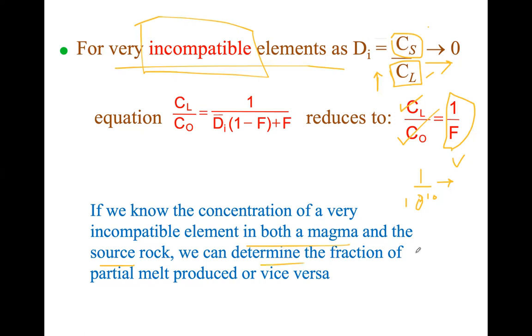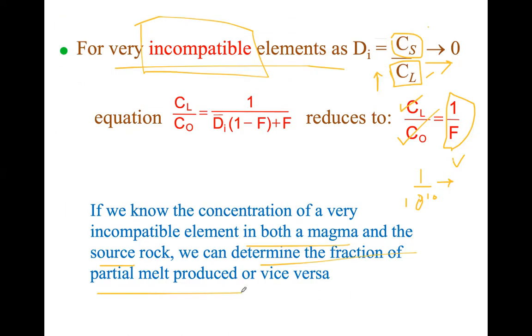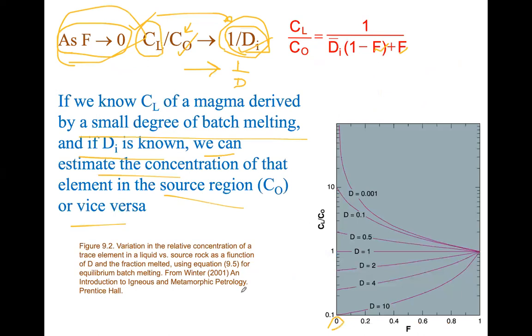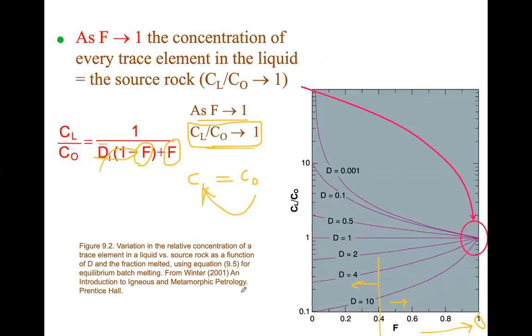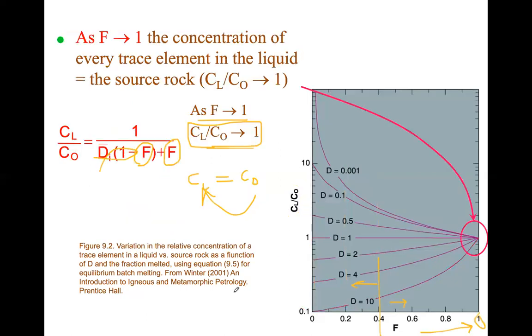So you can determine the fraction of partial melt produced, the amount of melting. Right? So these types of tiny things are possible to do when you consider this type of example, by getting this batch melting equation, as long as batch melting is considered.